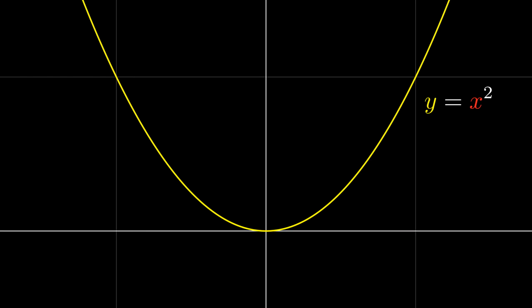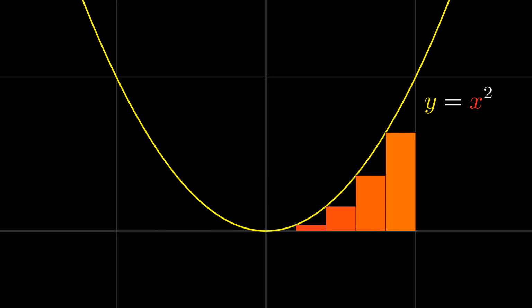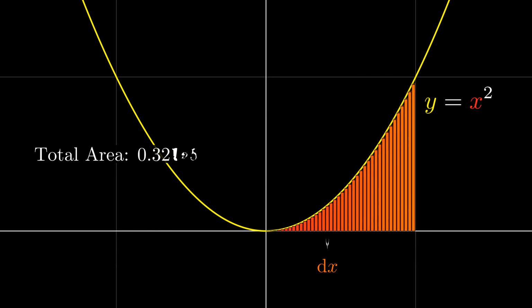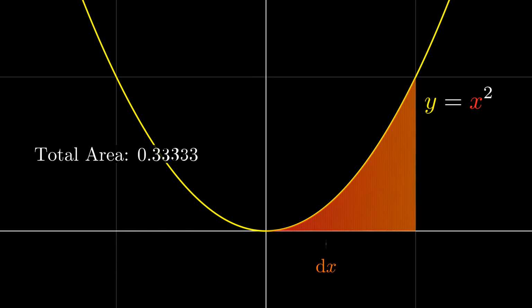One thing we can do is approximate it with rectangles. These rectangles all have the same width, which I'll call dx, for a small difference in x. We can find the total area of these rectangles through a straightforward, although tedious, calculation. By decreasing dx, we can get better and better approximations for the area under the parabola. When I set dx ridiculously small, the total area seems to be 1/3. Thus, it seems that the answer is 1/3.